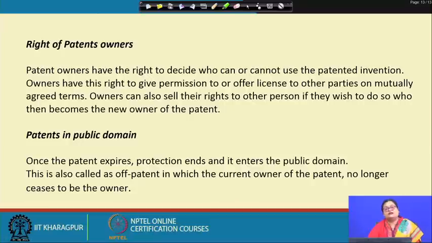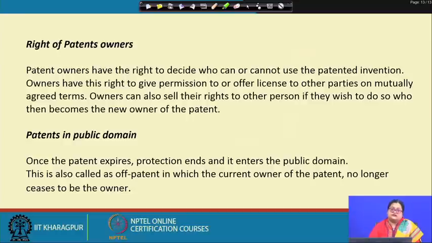The patent gives certain rights to the patent owners. So, they have the right to decide who can or who cannot use the patented invention. Owners have the right to give permission to offer licenses to other parties on mutually agreed terms. Owners can also sell their rights to other persons if they wish to do so, and then they become the new owner of the patent.